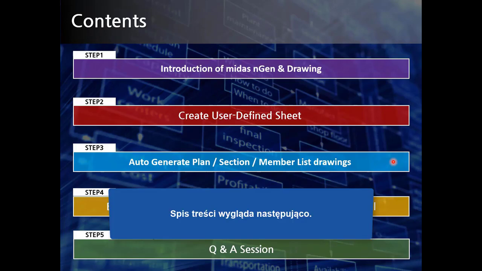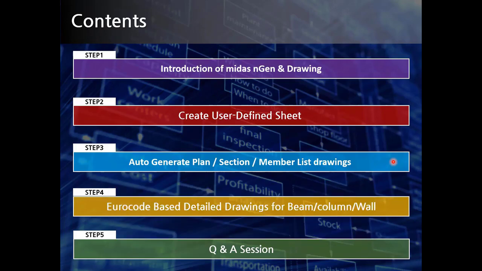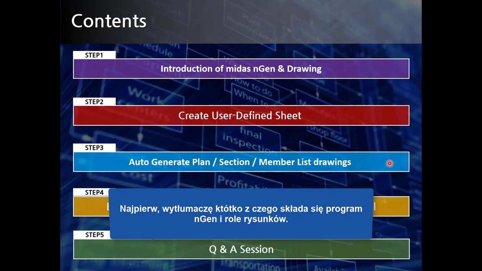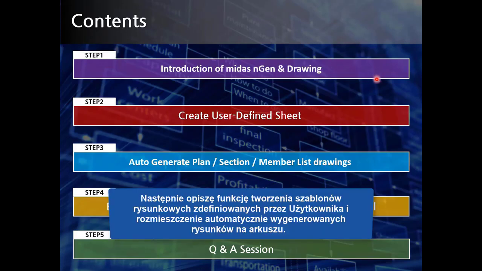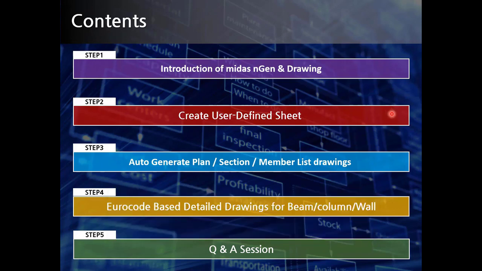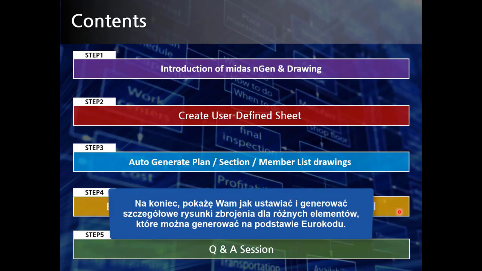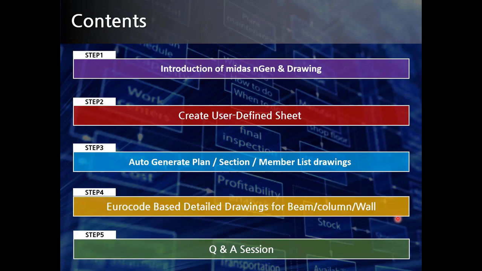The table of contents is as follows. First, I will briefly explain the composition of the nGen program and the role of the drawing. Then I will explain the function of creating a user-defined drawing sheet directly and arranging the automatically generated drawings in the sheet. Lastly, I will tell you how to set up binding schedules for various members that can be generated based on the Eurocode.